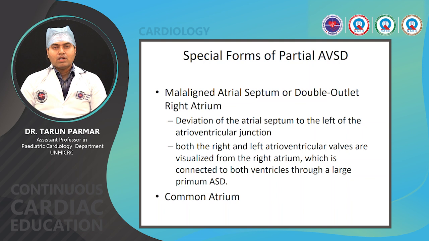Special forms of partial AVSD. There is malaligned atrial septum, or double outlet of right atrium, or DORA. There is deviation of the atrial septum to the left of the atrioventricular junction. Both the right and left atrioventricular valves are visualized from the right atrium, which is connected to both ventricles through a large primum ASD, and there might be a common atrium.